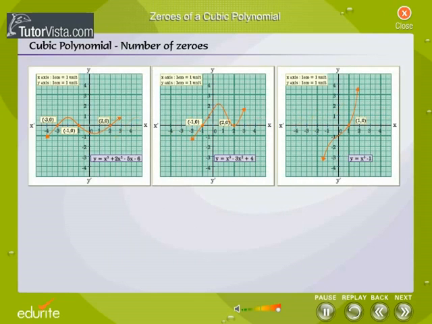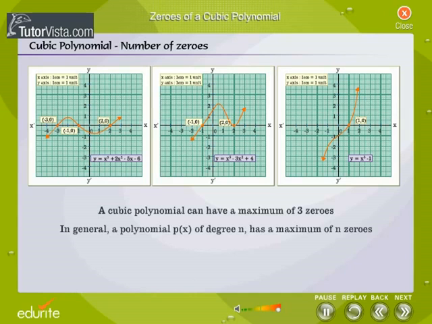We find that a cubic polynomial can have 3 distinct zeros, or 2 distinct zeros, or 1 zero. A cubic polynomial can have a maximum of 3 zeros. In general, a polynomial p(x) of degree n has a maximum of n zeros.